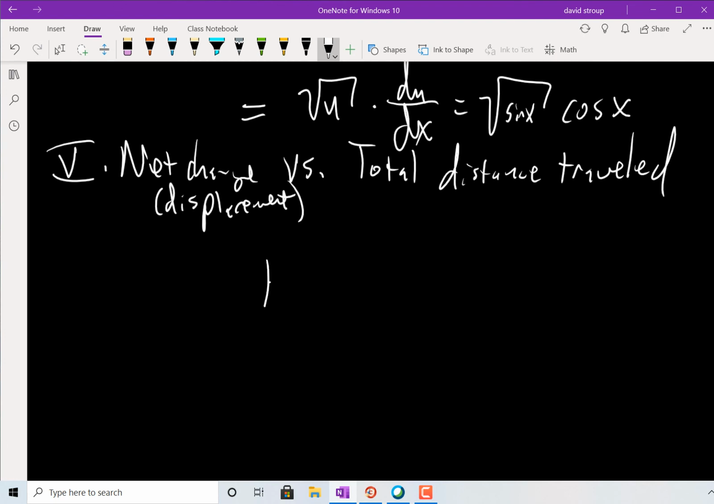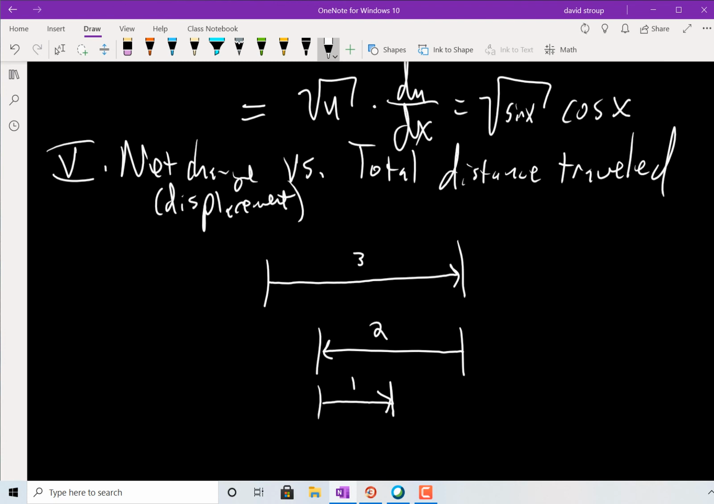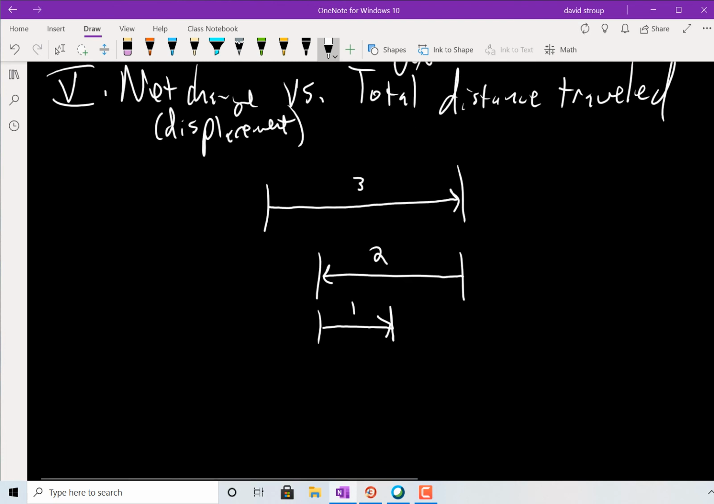Imagine you're a quantum particle and you move maybe 3 units to the right, and then you move maybe 2 units backwards to the left, and then you move maybe 1 unit back over to the right. The total distance traveled is the sum of all those movements. So it would be 3 plus 2 plus 1, so 6. The net change, or the displacement, is just basically where you started, which would be over here, and where you ended. So the distance from where you started to where you ended. In our case, that looks like it's just 1, 2. And that's the difference between those two.